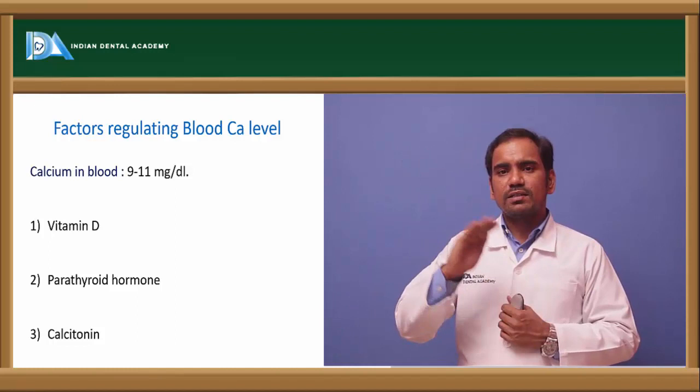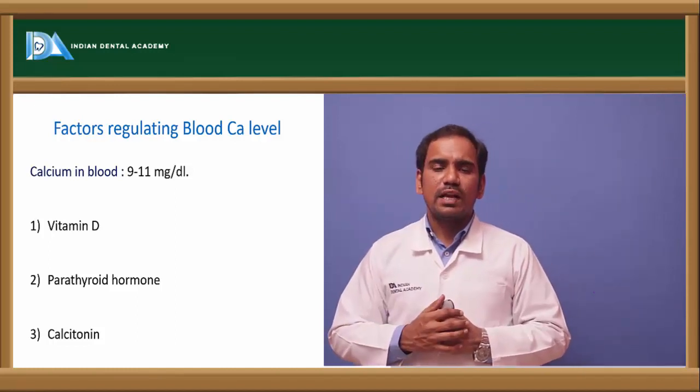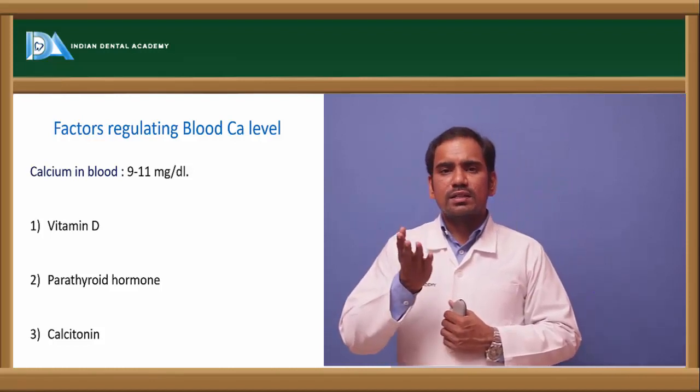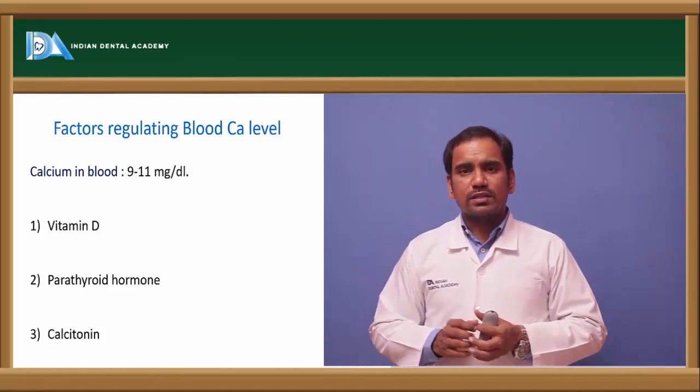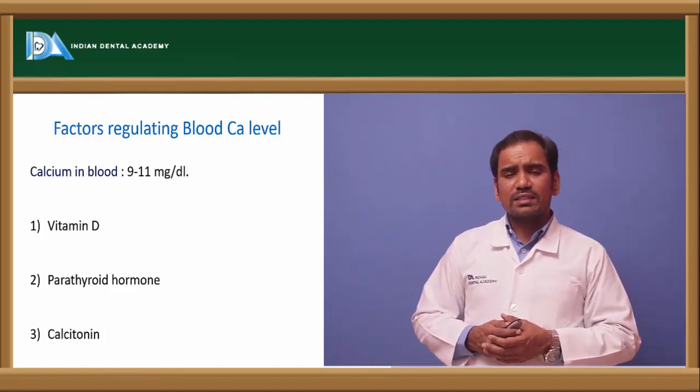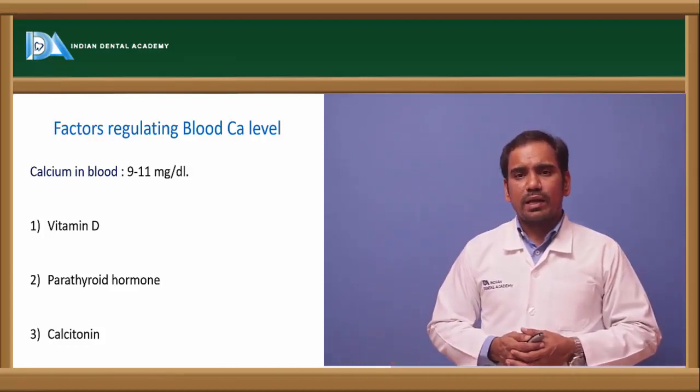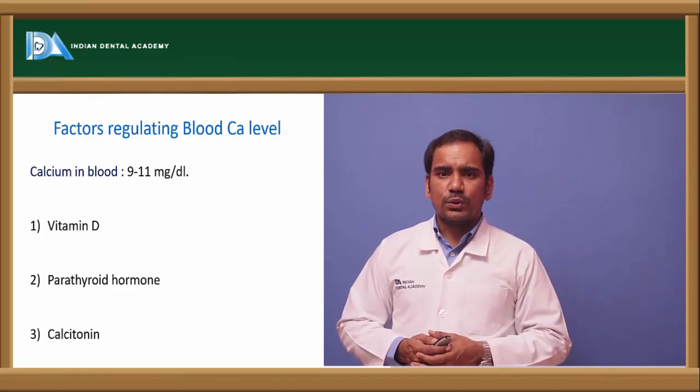That is, its effect is that it tries to decrease the blood calcium level, whereas vitamin D and parathyroid hormone increase the blood calcium level. This is the effect of factors on the blood calcium level. Those factors are vitamin D, parathyroid hormone and calcitonin.